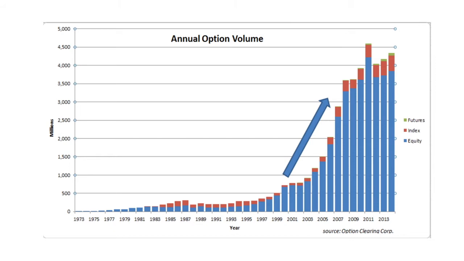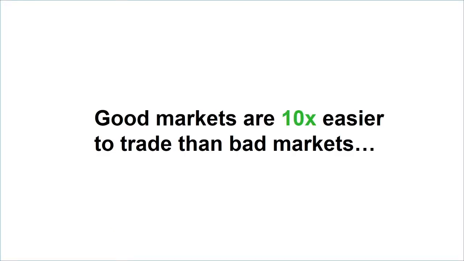Now the major takeaway and why I go through all this is good markets are 10 times easier to trade than bad markets. That's it. In good markets, there's more fat to trim, which makes them more predictable. Okay, I went through all that just so you know I'm not another guru just talking about nonsense.